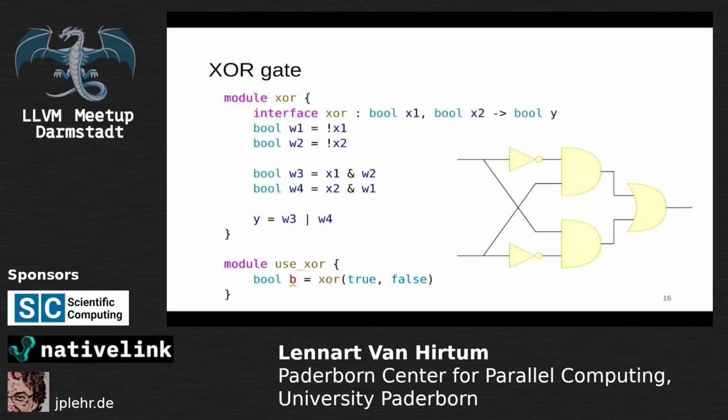To instantiate it, we have here named our interface XOR. It's a special case which allows us to instantiate our module inline such that you can get function-like module instantiations. And in this case, it's just a simple true-false.